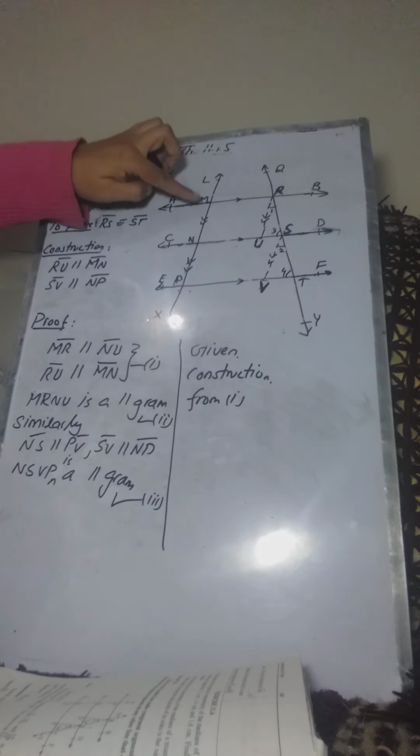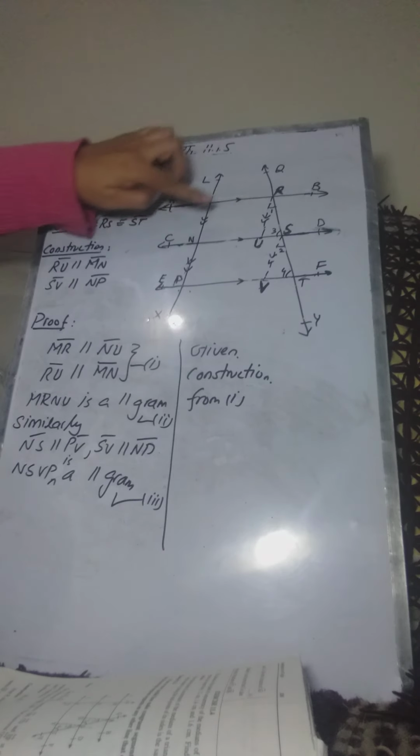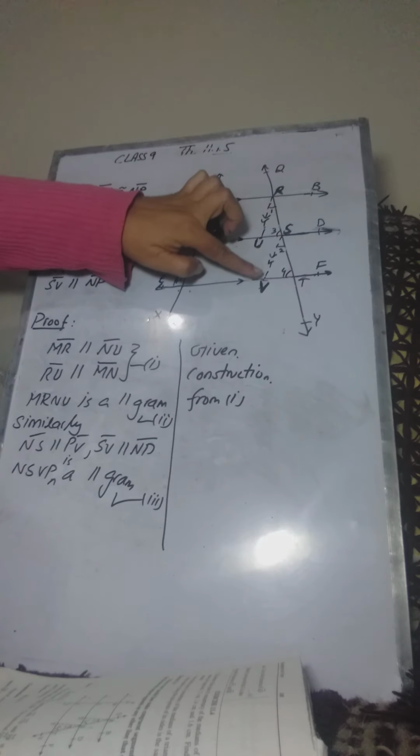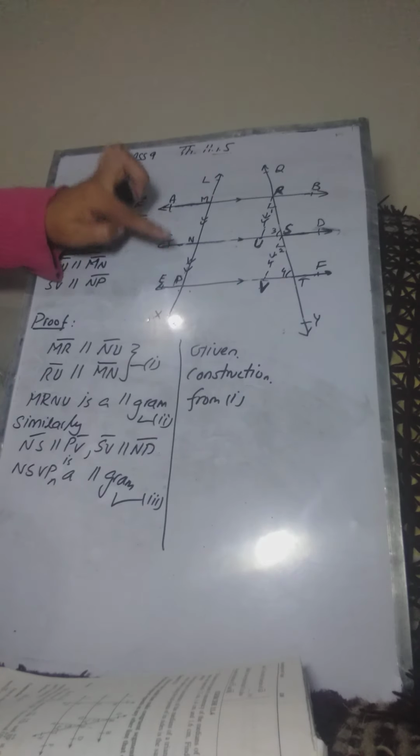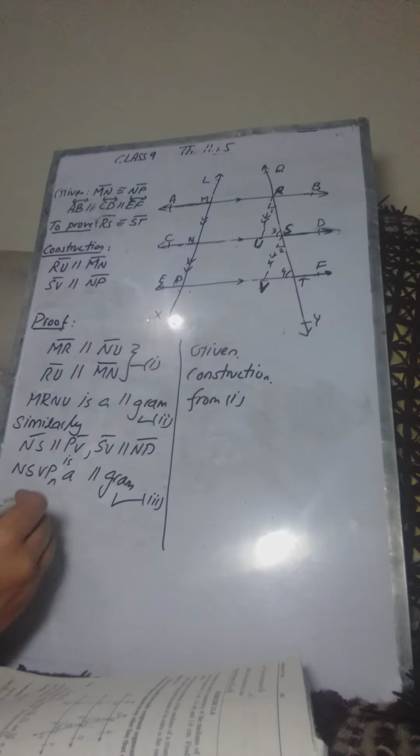the opposite sides of the parallelogram are always congruent. It means RU will be congruent to MN because these are the two opposite sides of this parallelogram. Similarly, SV will be congruent to NP because NSVP is a parallelogram. Okay, so let me write it.